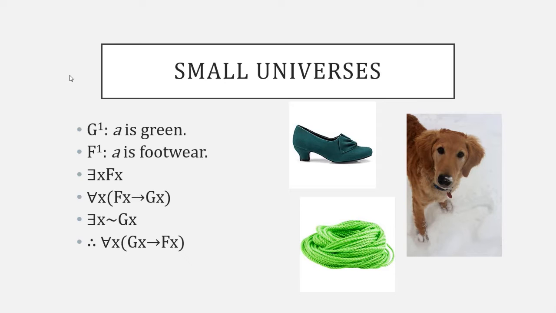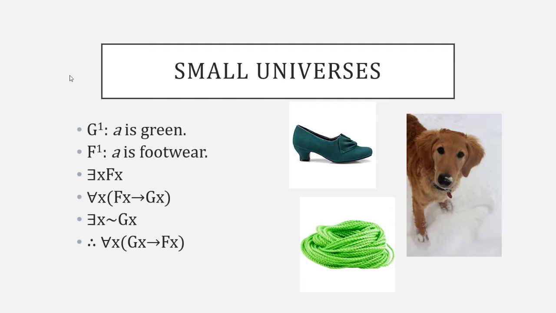So, premise 1 says there exists an X such that Fx, that is, there's something that is footwear. So there's a shoe, shoes are footwear, so good. There exists something that is footwear in our tiny little 3-object universe. So premise 1 is true.